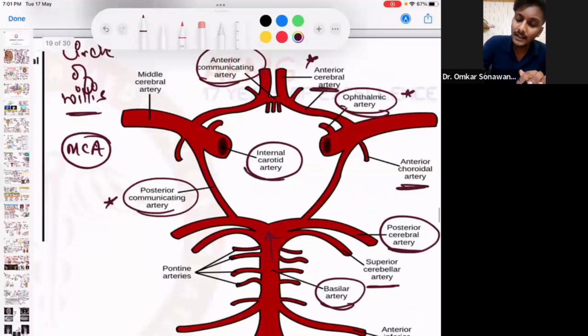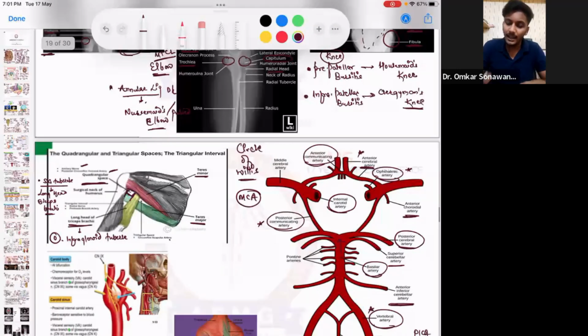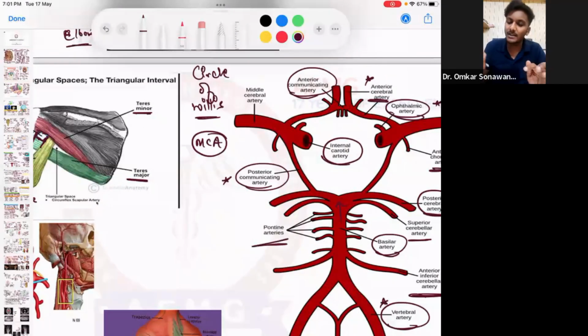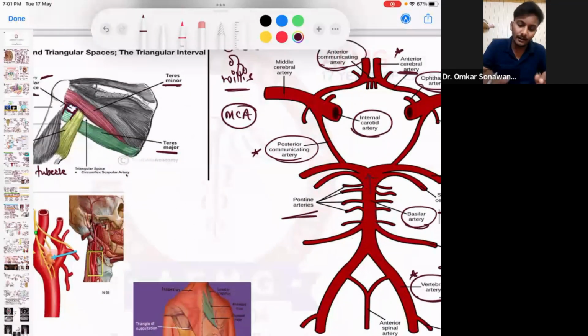And this one over here is the anterior carotid artery. अब कोई दिक्कत नहीं है. And जो भी बाकी बेसिलर से छोटी मोटी ब्रांचेस अराइज हो रही है, all of those are pontine arteries.